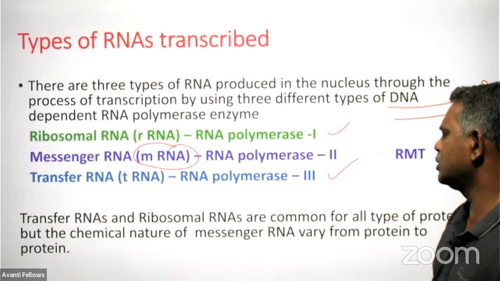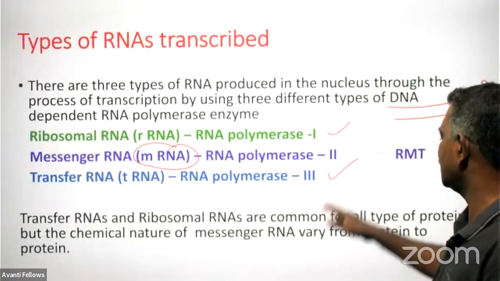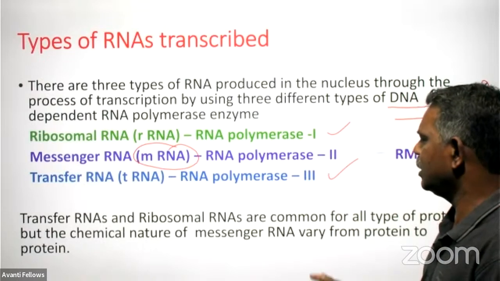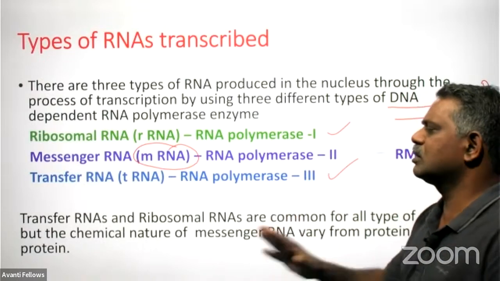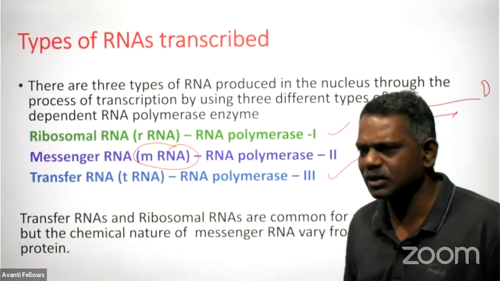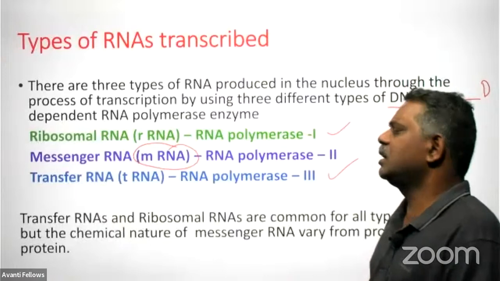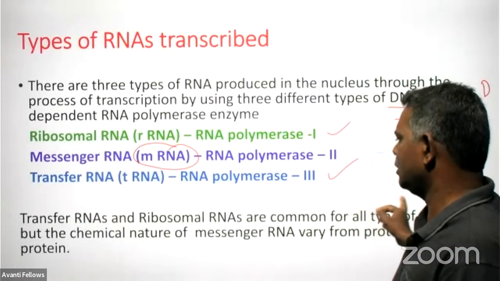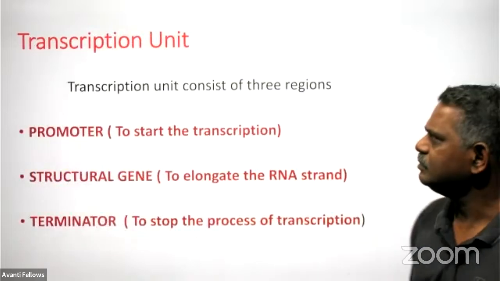But the chemical nature of the messenger RNA varies from protein to protein. That alone determines the chemical nature of the protein synthesized. It determines the total number of amino acids present in the protein. And it determines the sequence of amino acids present in a protein or polypeptide chain.